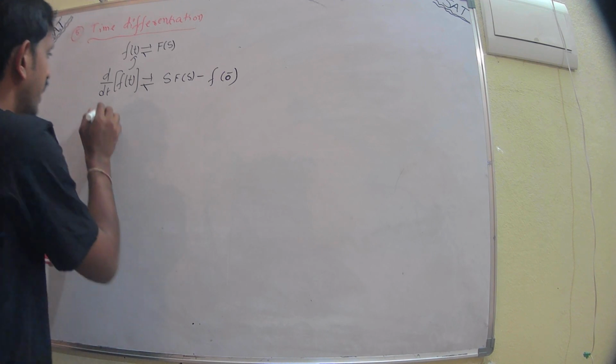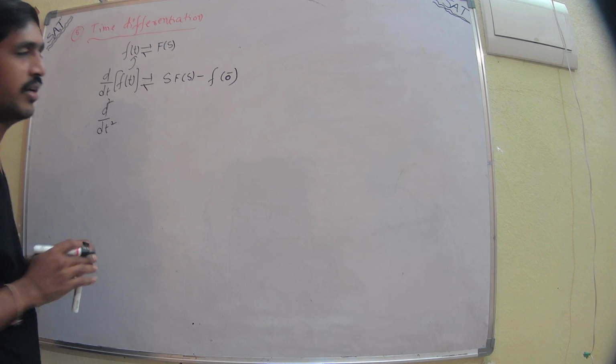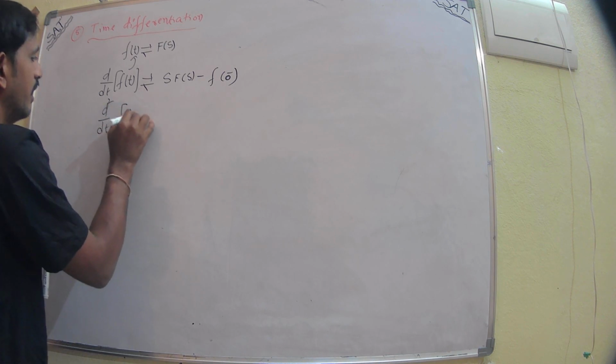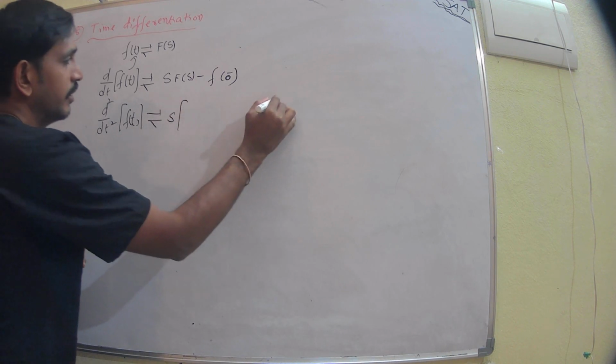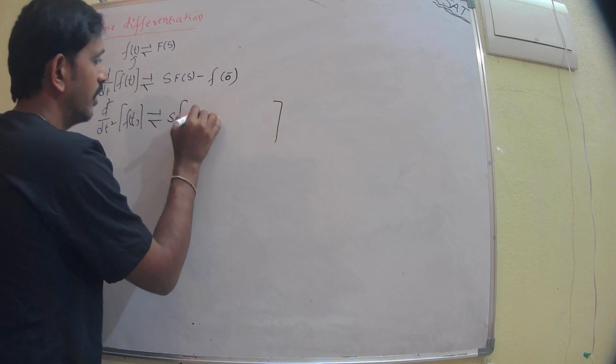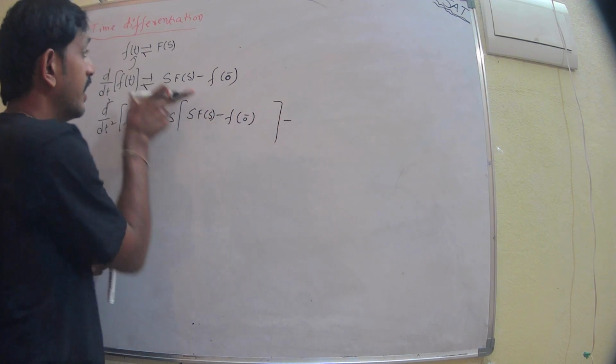If you take one more derivative, the second order derivative d square by dt square of f of t, the same thing applies: s into F of s minus f of 0 minus, and the initial condition of this function.